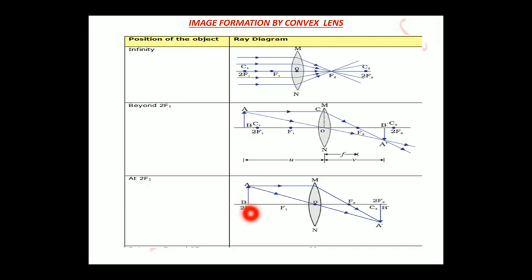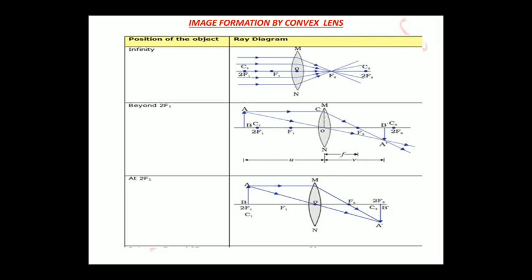Now the object is at 2f, as you can see. Now just see, if the object is at 2f, then one ray goes parallel to the principal axis, passes through the focus and falls on the image. The other ray passes through the optical center and cuts the previous ray at 2f only. So we are going to have an image at 2f.